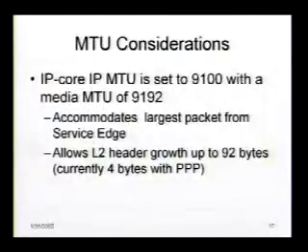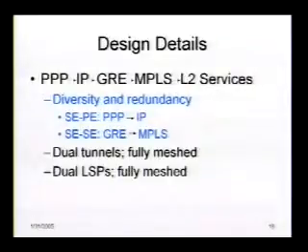So from that, we have our MTU requirement for the IP core network. The result is that we set the IP core IP MTU to 9100, which clearly accommodates the 8,238 bytes, and media MTU of 9192, which allows L2 header growth up to 92 bytes, which is a whole lot.